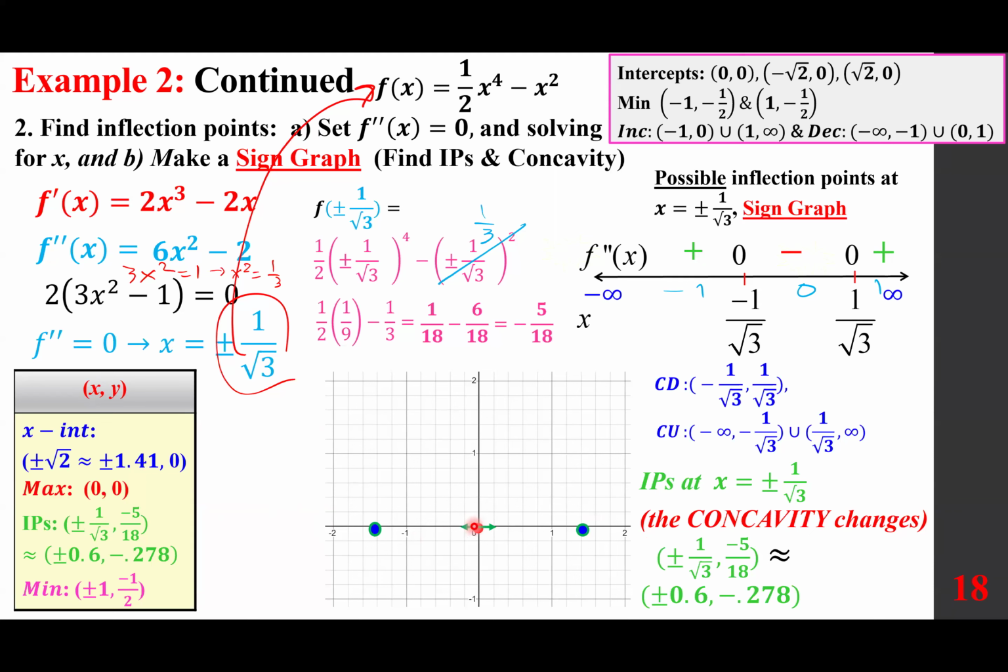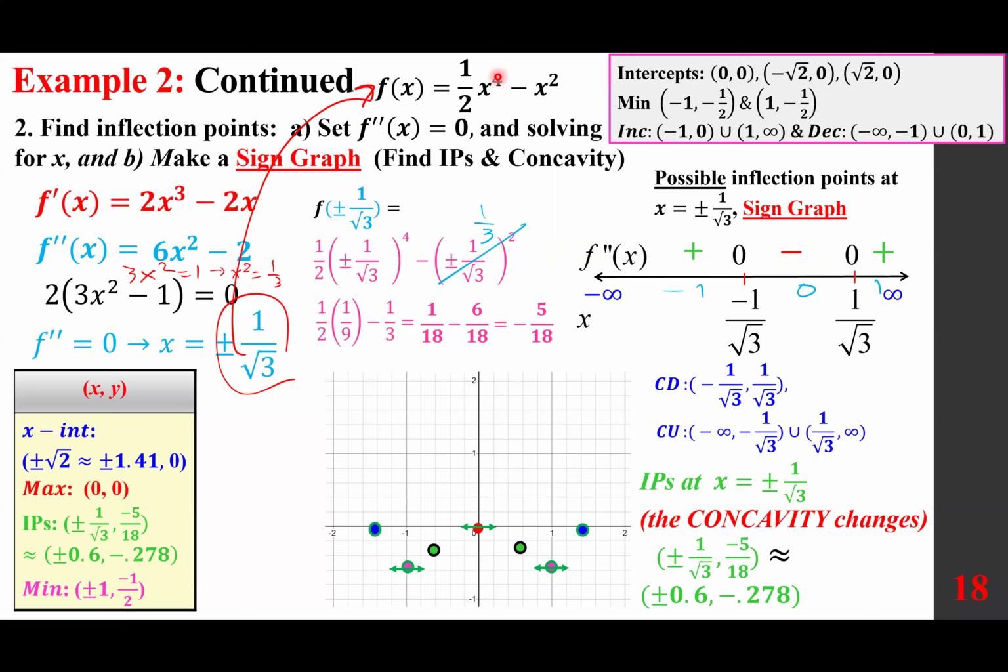The inflection points. Again, I'm going to go with the approximation. Negative 0.6, negative 0.3 roughly there. And positive 0.6, negative 0.3 roughly there. Negative 1, negative 1/2 is there. And positive 1, negative 1/2 is there. But remember, you need the double arrow for each case because they are also minimum.